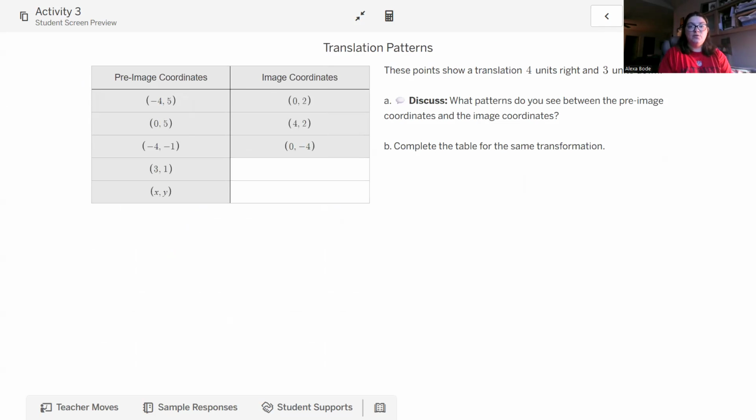Okay, slide 10, it wants you to complete this table for that translation that you just did. So again, keep in mind the x value, if it's going to the right, is going to go +4, and the y value, if it's going down, is going to go -3. And then I want you guys to write this algebraically like we did last week. So x comma y transforms to, what do we do with the x? X plus what? Y minus what? And I'm already kind of giving you guys a big hint by telling you plus or minus with the right and down.